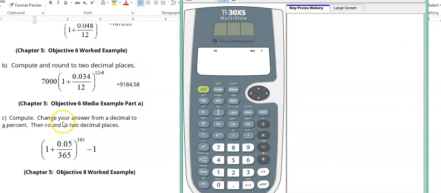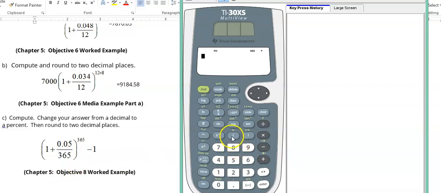So now let's look at the next one, the last one. So it says compute, change your answer from a decimal to a percent, then round to 2 decimal places. So there's something really important here. You're going to learn in this chapter that this is actually something called the annual percentage rate. Okay, so this answer is going to be a percent. But if you round it before you multiply by 100 to change it to a percent, so you're going to be given a decimal. If you round it first, then you could get an incorrect answer.